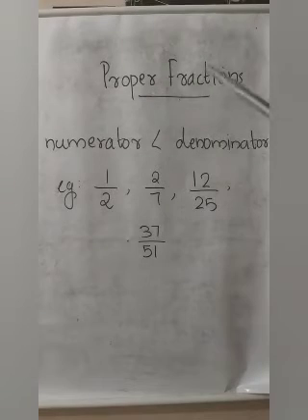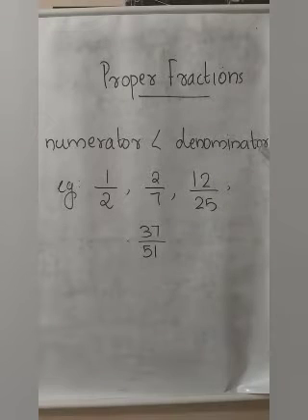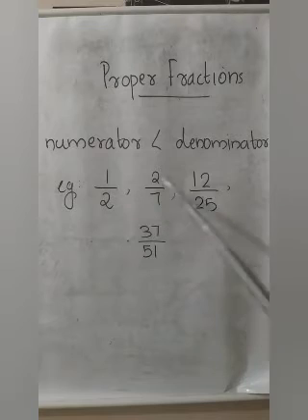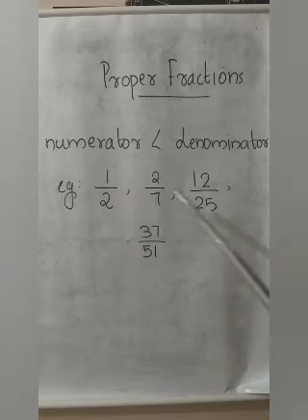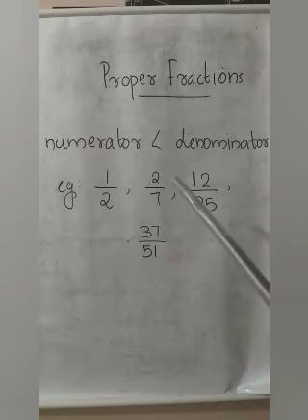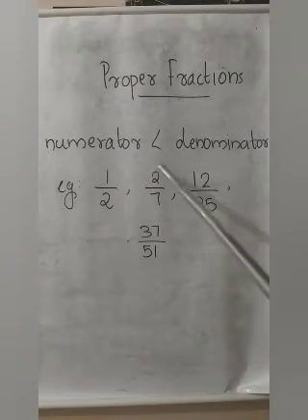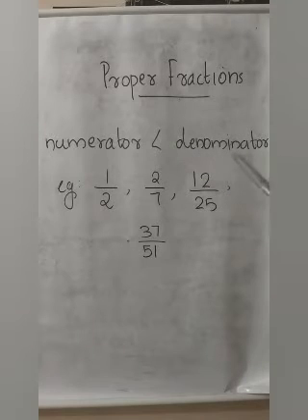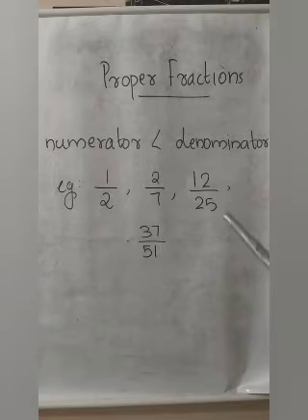First type is proper fractions. What are proper fractions? Numerator will be less than denominator. So we can see some examples here: 1 by 2, 2 by 7, 12 by 25, 37 by 51. If we look at these fractions, we can see the numerator is always less than the denominator. Here 1 and 2, 1 is less. Here 2 and 7, 2 is less. Here 12 and 25, 12 is smaller than 25. 37 and 51, 37 is smaller. So in all these cases, the numerator is less than the denominator. So these all are proper fractions.